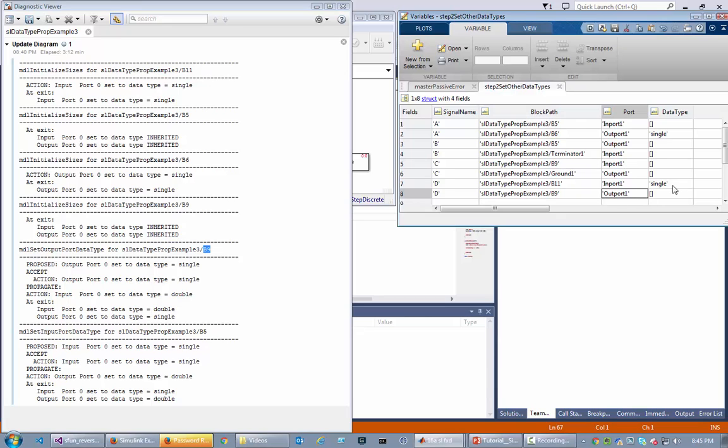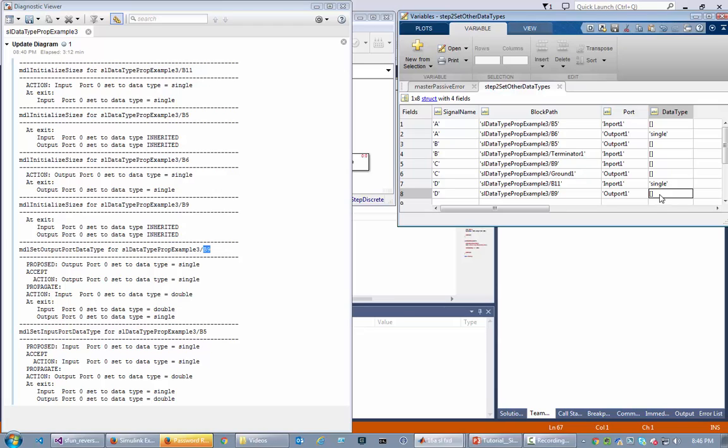So as you should have expected, this was a known data type, and this all corresponds to this signal D, so that's where the propagation can happen right now. This is the information Simulink engine is able to propagate. Either signal D or signal A is all it can propagate at this point.